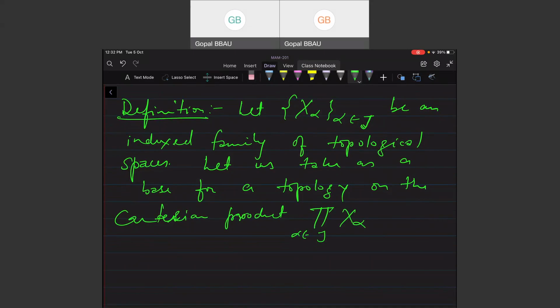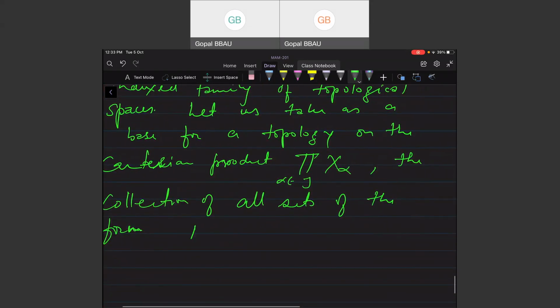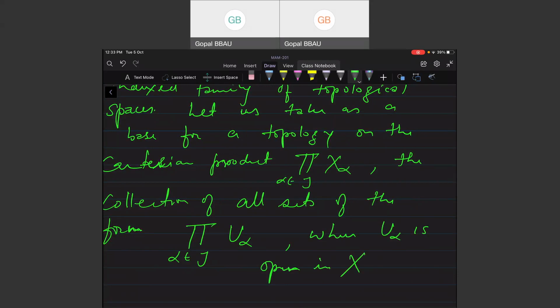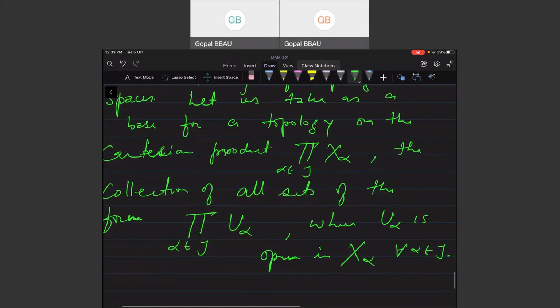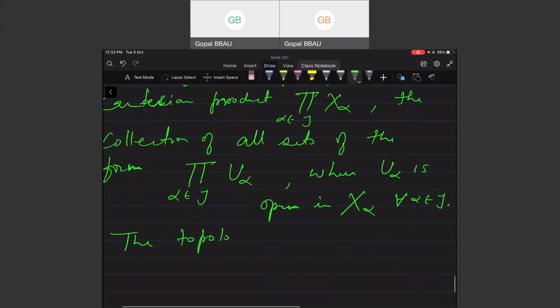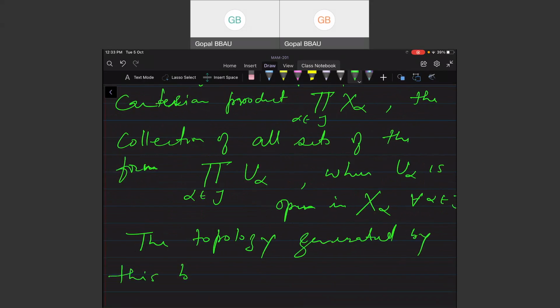What we are taking is this collection, the collection of all sets of the form product over alpha in J of U_alpha, where these U_alpha are open sets, open in X_alpha for all alpha in J. The topology generated by this base is called the box topology. So this is the box topology.